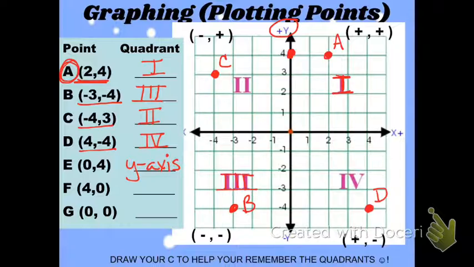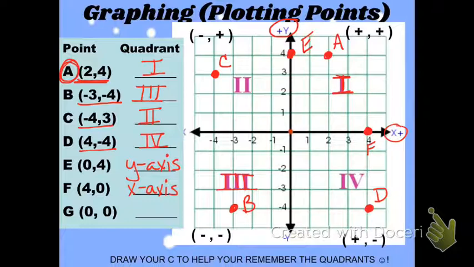Okay, so the next one, are we going to go across? Yes, we're going to go across to what number? Oh, sorry, I forgot to label that one. Let me go back real quick. That was E. Okay, so we're going to go across to 4. Are we going to go up or down? Neither, right? We're going to stay there. So we'll go across to 4, and we don't go up or down. So we're going to put our point right here. What do you think that one's going to say it's on? Very good, the x-axis, because that's where it is. And label that one F. So this one is x-axis.